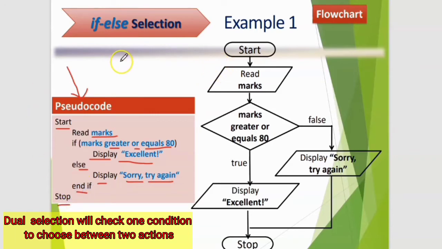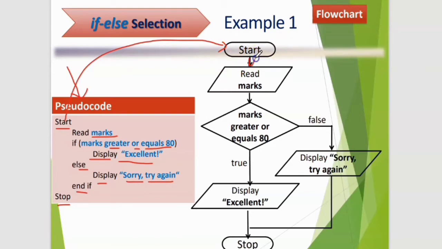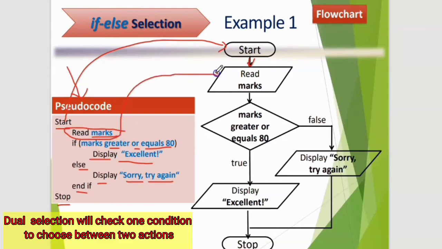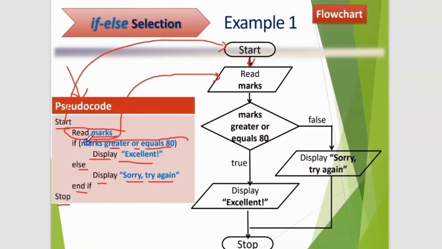So how do you draw the flow chart? Use start with the capsule shape, then draw the arrow. Then for the input, read marks, use the parallelogram shape. Next for the condition, use the diamond shape. Just copy the condition: marks greater or equal to 80. You write it inside the diamond shape.